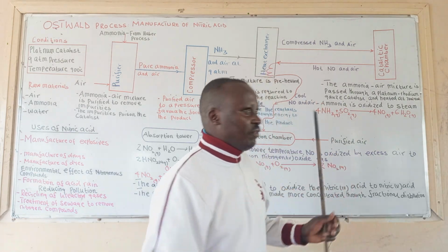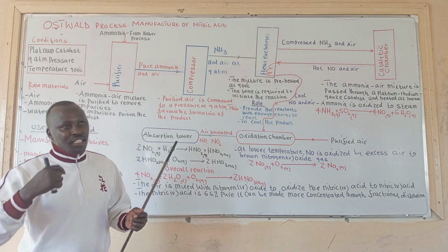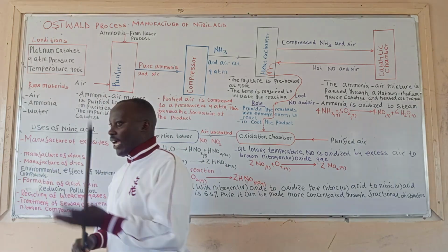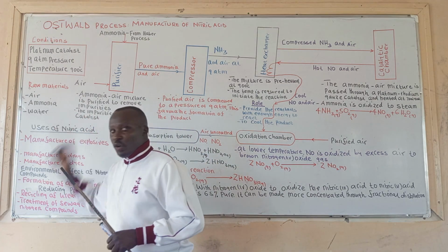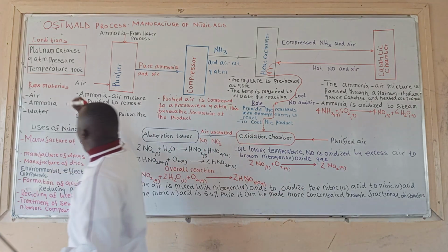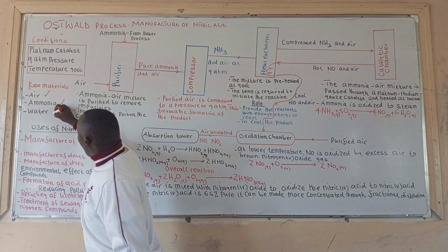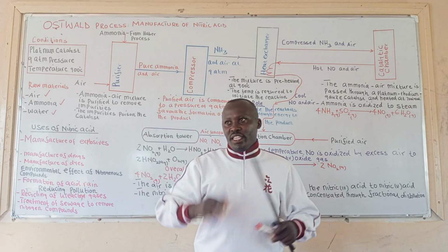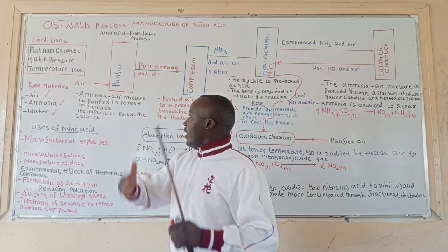First of all, you need to identify the raw materials required in any industrial process. So the raw materials required for the preparation of this nitric acid: we have air as the first raw material, then we have ammonia, and then we have water. These are the raw materials required in the preparation of nitric acid. So if you are required to identify the raw materials, there are normally three, that is air, ammonia, and water.